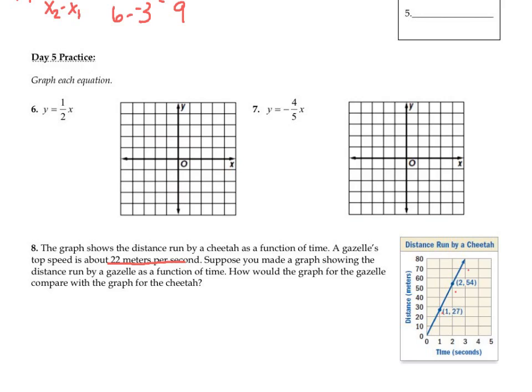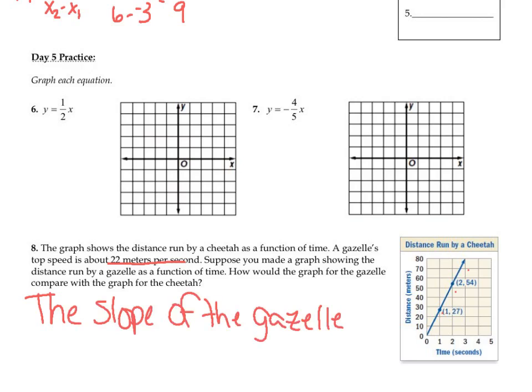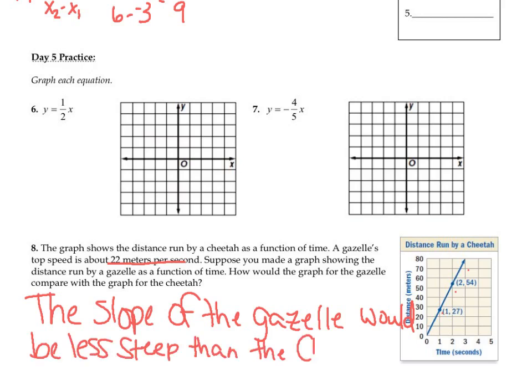So the graph would compare the slope of the gazelle would be less steep than the cheetah graph.